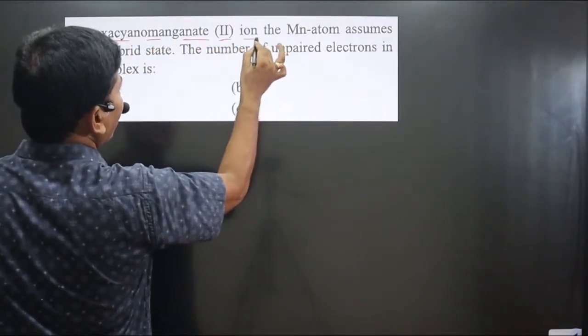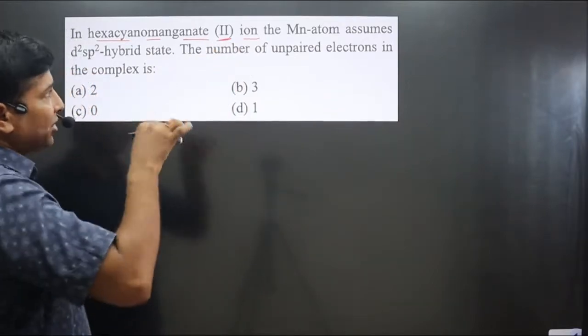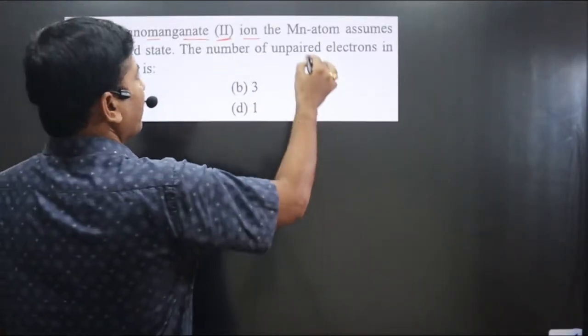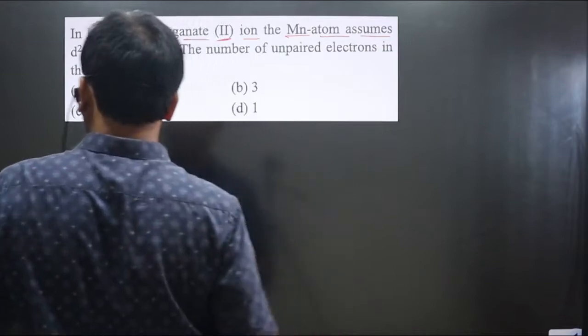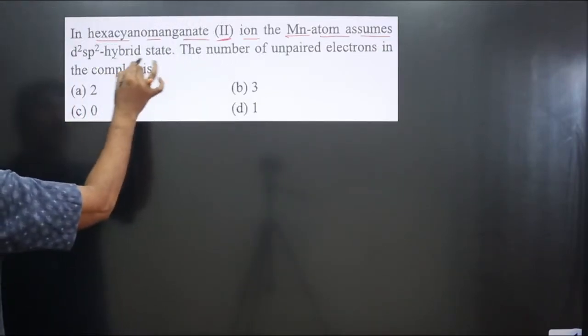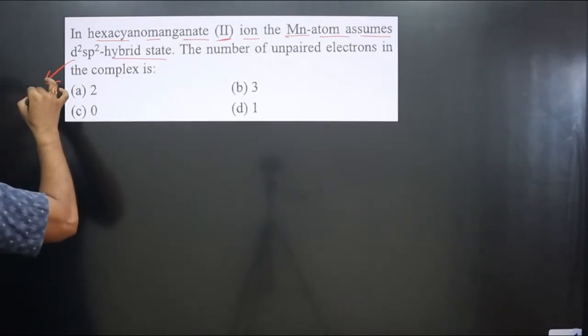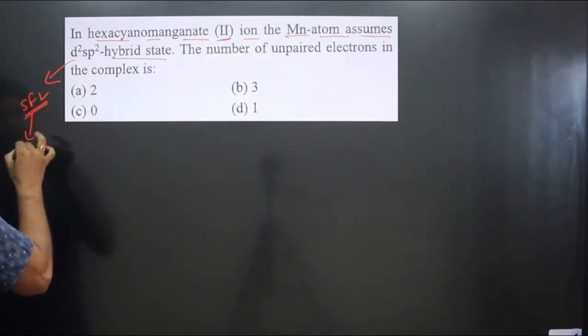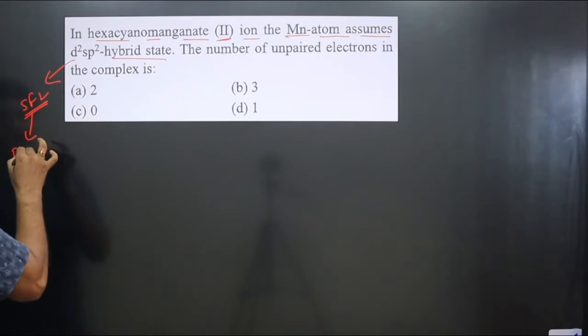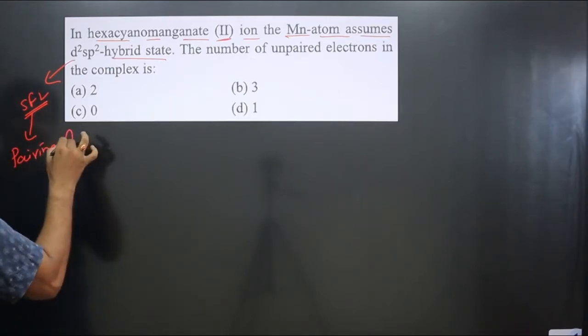The question says, in the hexacyanomanganate 2 ion, this is the oxidation number of the central metal atom. The manganese atom assumes d2sp3 hybrid state. In the sense, here we have d2sp3, which means a strong field ligand is present, and in the presence of a strong field ligand, pairing of electron takes place.